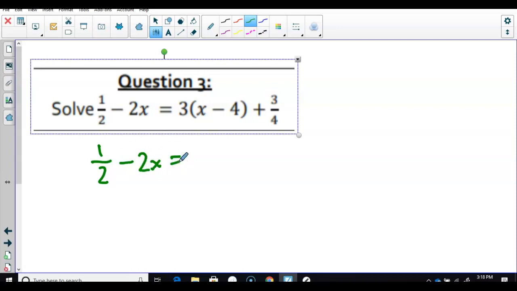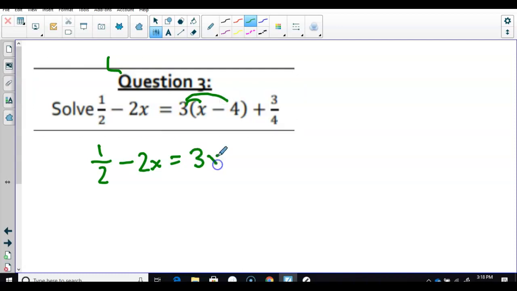Now, that's the left side, right? Over here is the left side of the equal sign. And I can't simplify anything right now. There's no like terms that I can combine. But over here, what I can do, okay, is I can distribute that 3, okay? So I have 3x minus 12 plus 3/4.